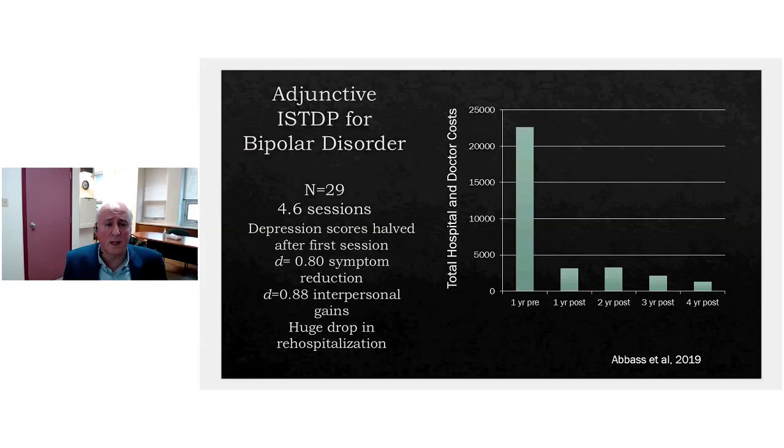And this is with the same type of data with bipolar disorder. There's 29 patients at 4.6 sessions. So some of this was done in conjunction with Vivek Kusamaker back when he was here. And the depression scores were halved after the first session. So it's an abrupt antidepressant effect from this treatment approach with bipolar patients who have some depressive features. Their symptom reduction was a large effect of symptom reduction, a large effect of interpersonal gains. And again, this is their total hospital and doctor costs going down here into the normal range in follow-up.